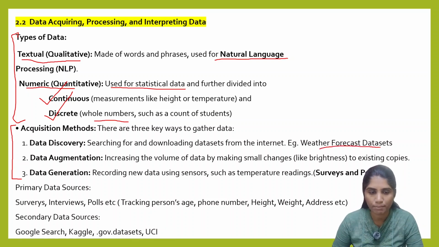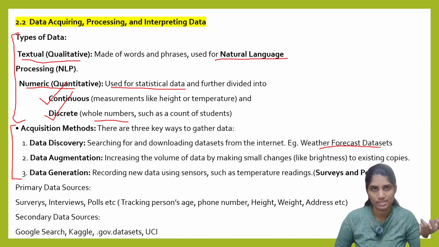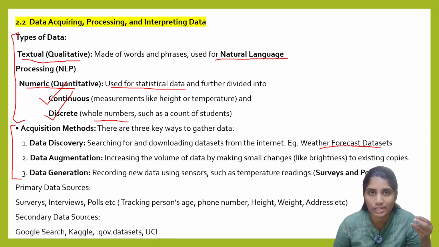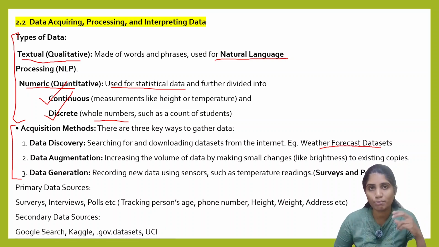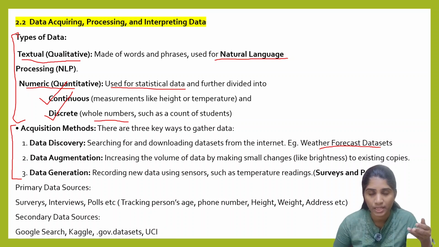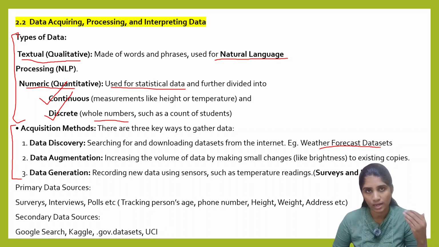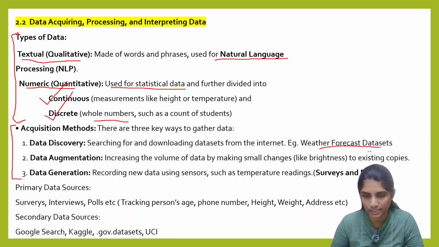So for example, I have given you weather forecast data sets. If you are creating a model to predict the upcoming weather, you need to download the previous history of data sets and give it as training data. Then only can you predict future results from that training data, okay. That we call the data discovery part. And what is data augmentation?